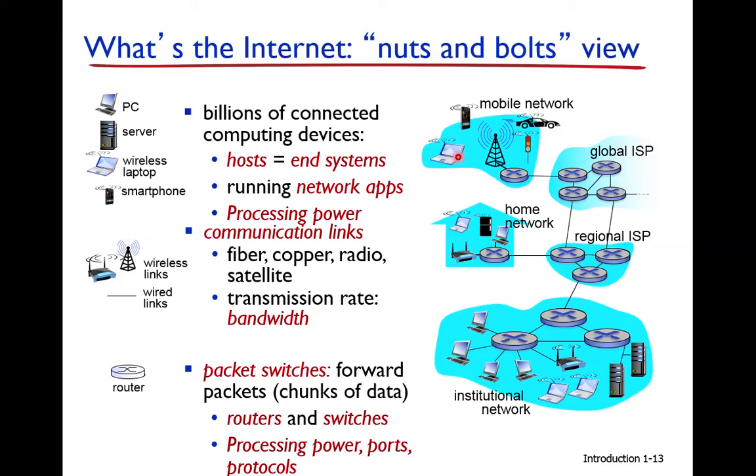What is the working of end system? Here the applications are running, the network applications are running. The user accesses the internet. And what is the functionality of links? They connect the computing devices with each other.